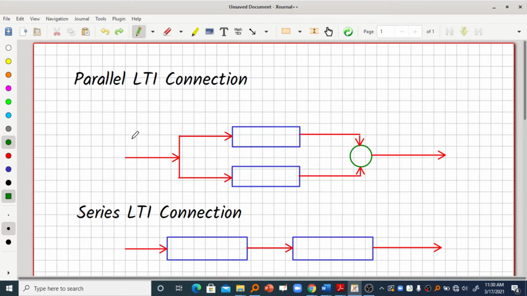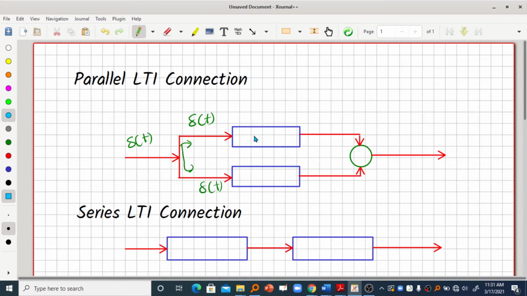Assume that we are giving an impulse signal δ(t) as the input to this parallel connection. So what happens? This path will be divided into two here. So this is a parallel connection. δ(t) will go here and δ(t) will go here. So this δ(t) and δ(t) are going into the systems.